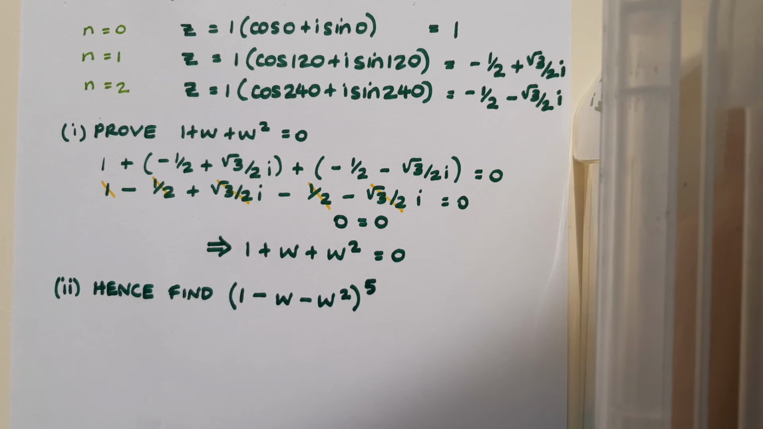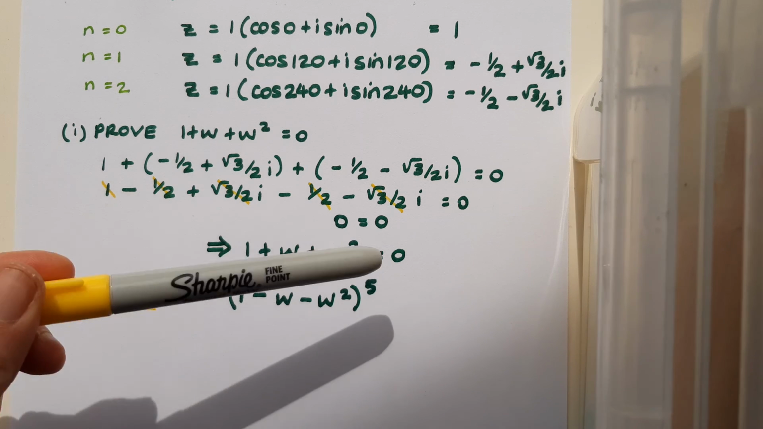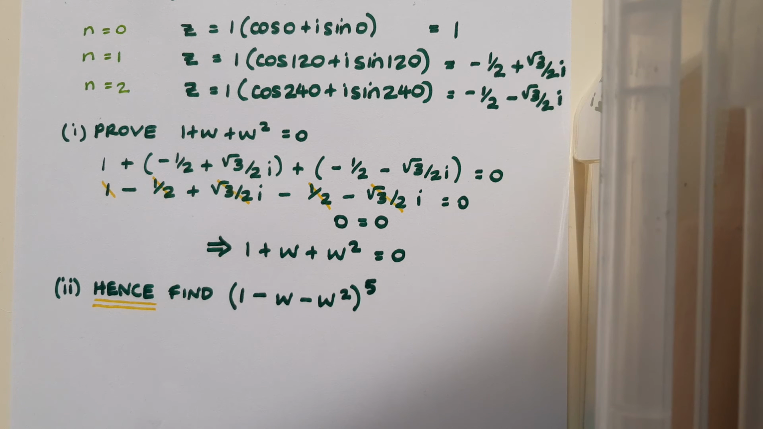It then says, for part 2 of the question, hence find 1 minus w plus w squared to the power of 5. Now, since they've got the word hence in here, that leads me to realise that I'm going to have to use something that I did in part 1 to work out part 2. And actually, part 1 makes part 2 really accessible. So I don't even need to get too caught up here with evaluating 1 minus w plus w squared. I can try and take what I got in part 1 and manipulate it to end up with this result. I'm just going to ignore the power of 5 for a moment.